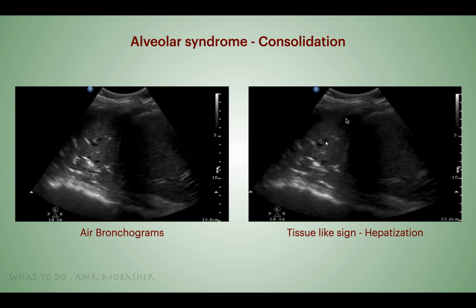So now, if this is the diaphragm, liver on the right side of the screen, lung on the left side of the screen, I can see the lung tissue now like the liver exactly. This is the tissue-like sign or hepatization. This is the first sign. Also, we can recognize these white lines, which are air bronchograms. This is air bronchograms, which is a good sign for pneumonia.